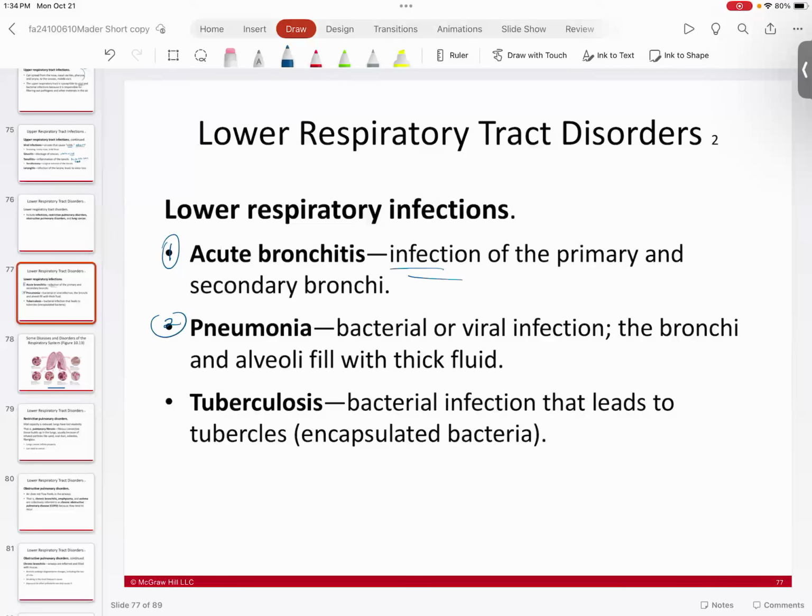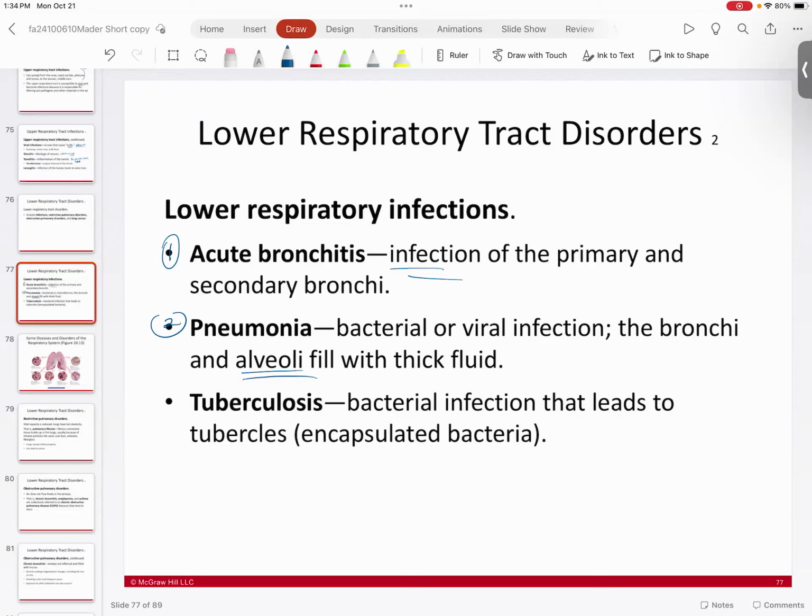Pneumonia is an infection. It's caused by a bacteria. It can also be viral pneumonia as well. This one's a little bit more concerning because it actually gets all the way down to the alveoli. And so what happens with pneumonia is the alveoli will actually fill up with fluid. So it's kind of like almost a very mild physiological form of drowning. This is basically what happens to you when you have pneumonia.